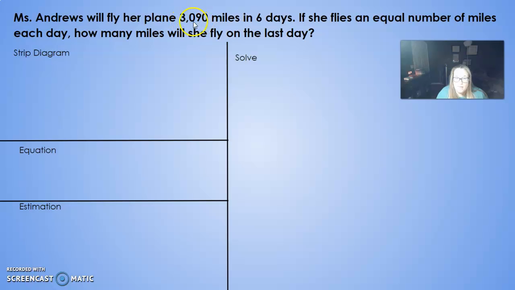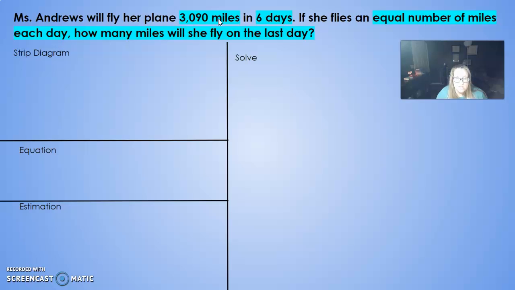Well, I know that 3,090 miles is important, 6 days is important, and I always know my question is important. So if she flies an equal number of miles each day, how many miles will she fly on the last day? I'm going to use this information to create my strip diagram. So what do I know? Do I know my total? Yeah, I know my total. It's 3,090 miles. She's not going any further than that. That's as far as she's gone.